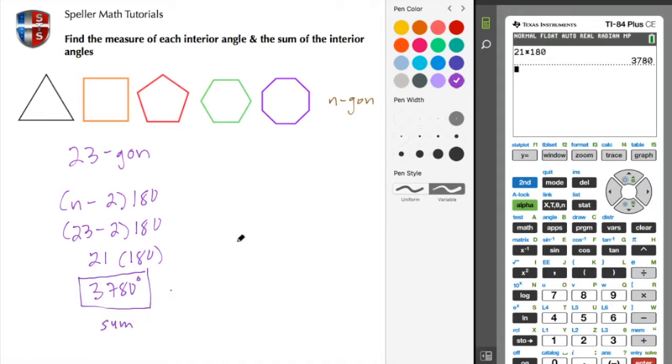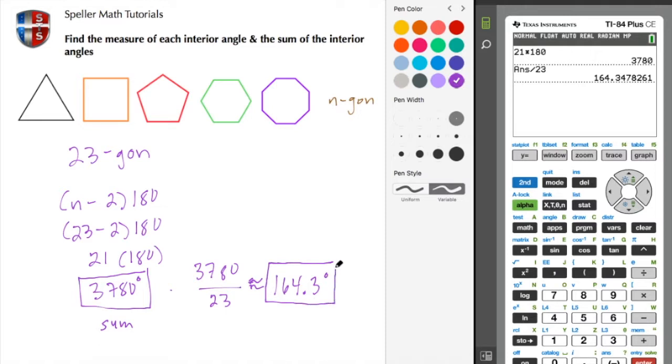And then for us to find each individual angle, we're going to take that 3,780 and divide that by 23 because that's the number of sides in our polygon. So here, back to the calculator, divide it by 23. And then here we see that each angle is approximately 164 and 3/10 degrees for each one of the angles inside of a 23-gon.